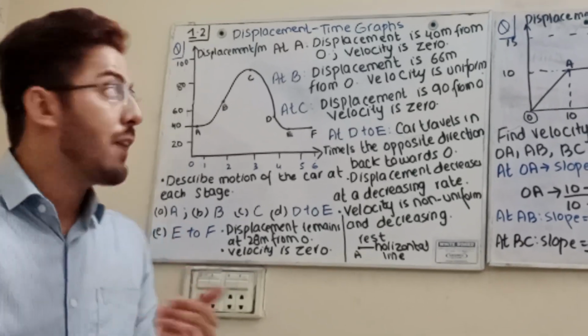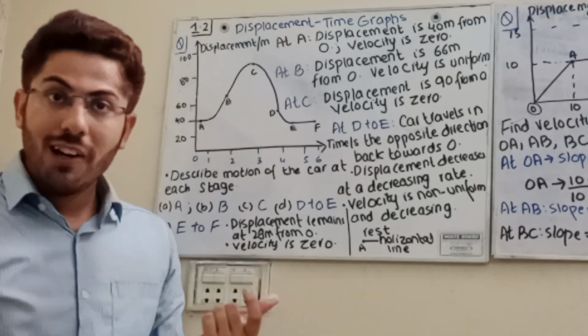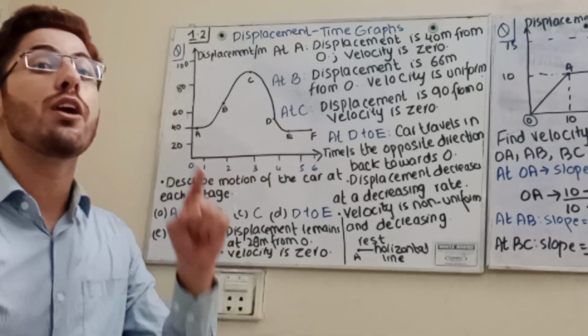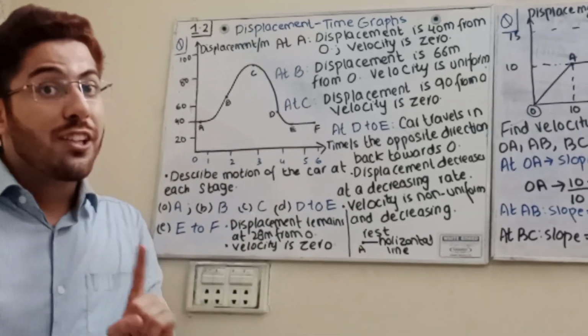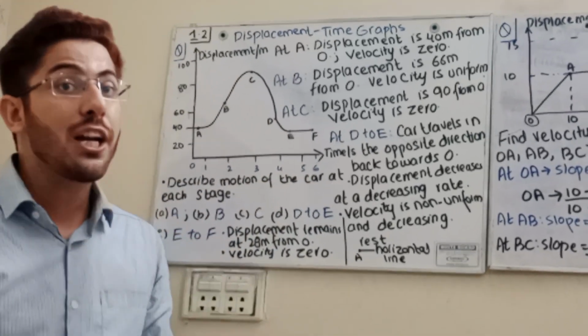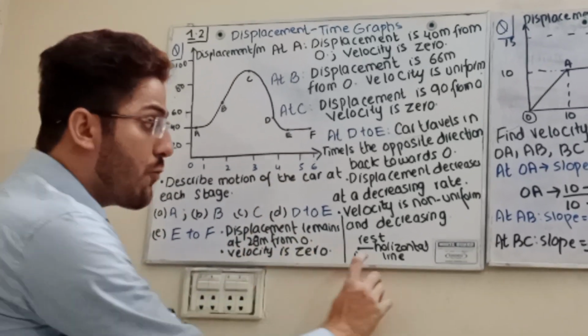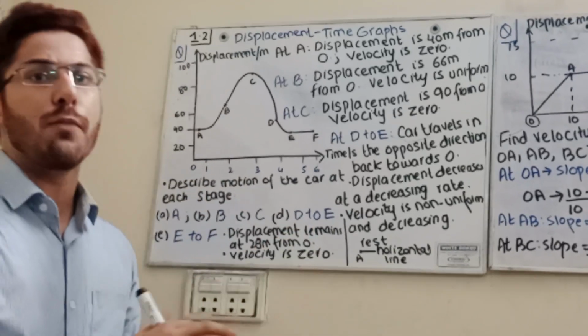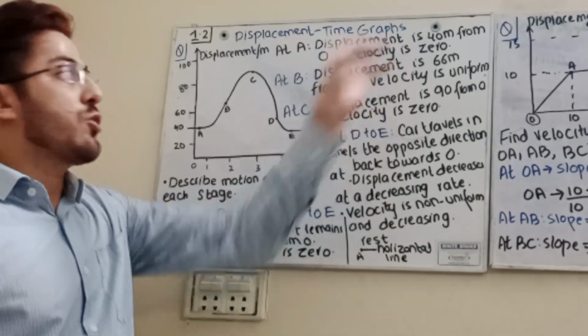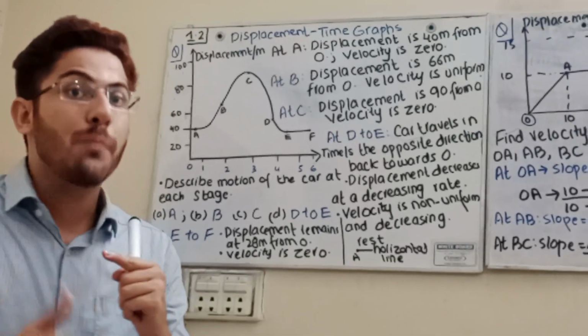If the examiner gives you a speed time graph, definitely you are going to apply this. If the examiner gives you a distance time graph, you are going to write speed is 0. If the examiner gives you a displacement time graph, student, you are going to write velocity is 0. Always remember, if you see a horizontal line, it means that velocity is 0 and displacement is 40. I hope your concepts are clearing.